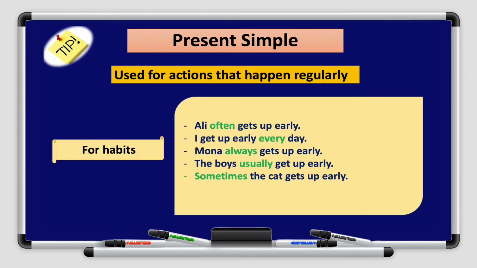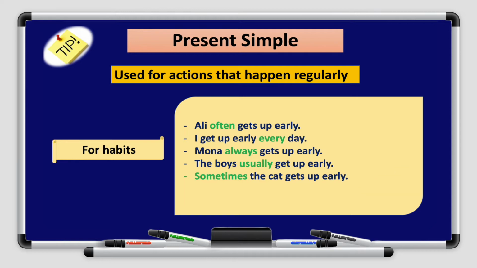Let's read some examples together. Ali often gets up early. I get up early every day. Mona always gets up early. The boys usually get up early. Sometimes the cat gets up early.